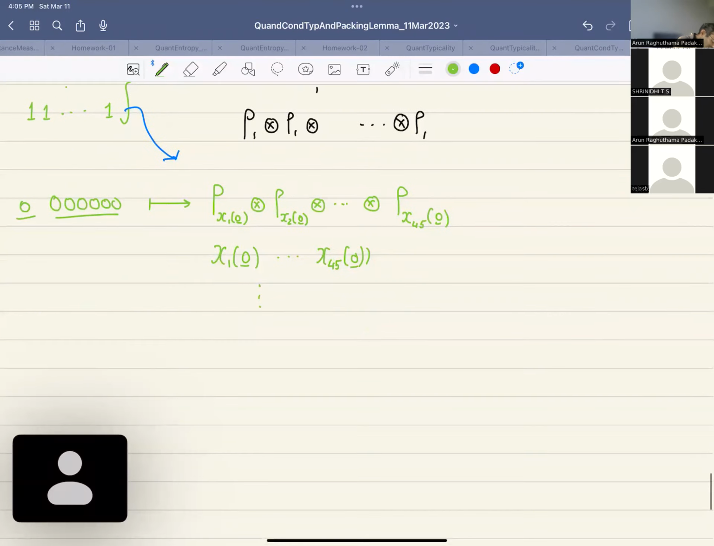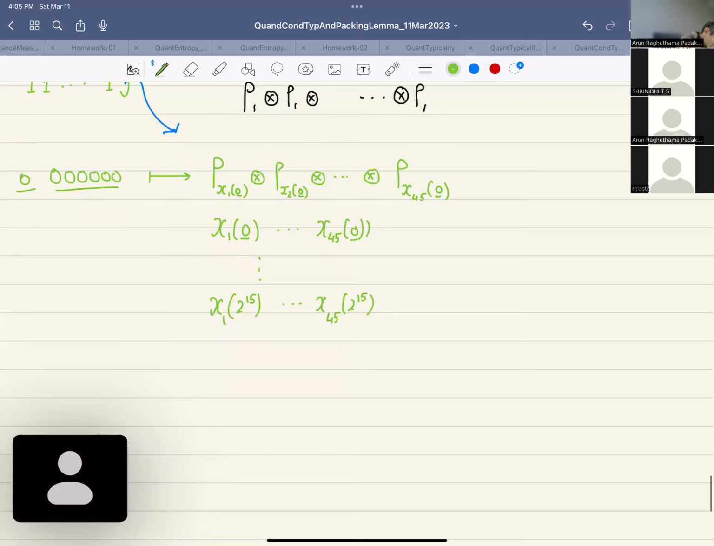Similarly, she has to choose 2 power 15. Actually, I mean 2 power 15 minus 1, because I've added the 0 also. So rho x1 of 2 power 15 tensor and so on until rho x45 of 2 power 15. Do you agree? Yes. Okay.